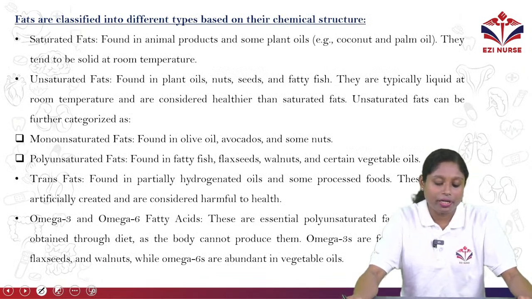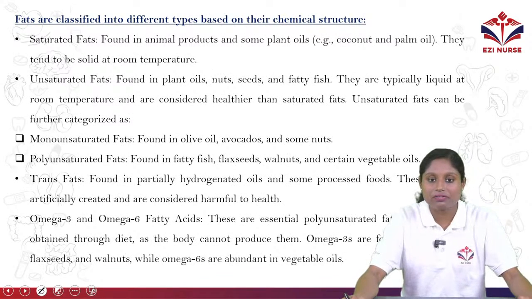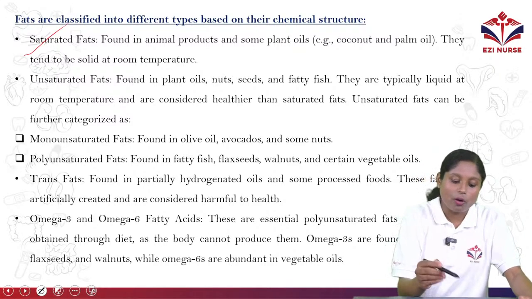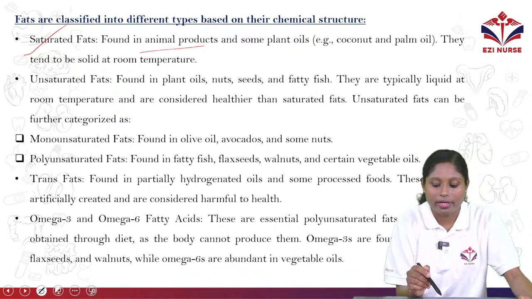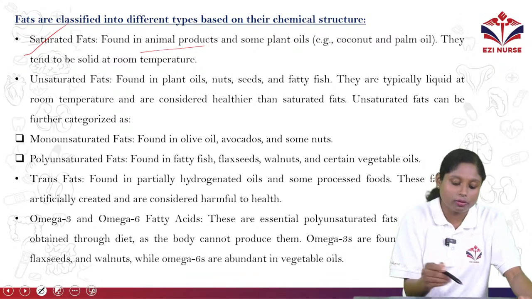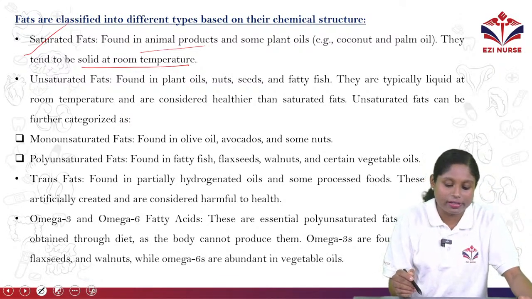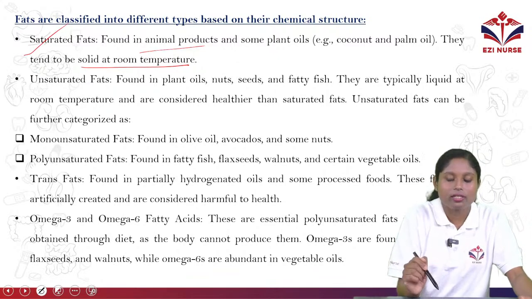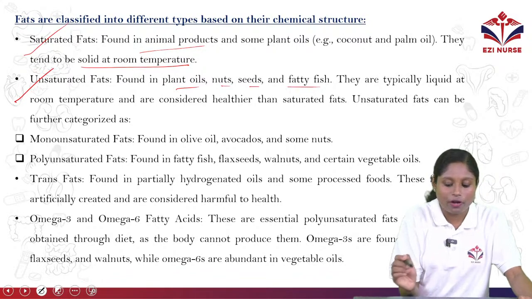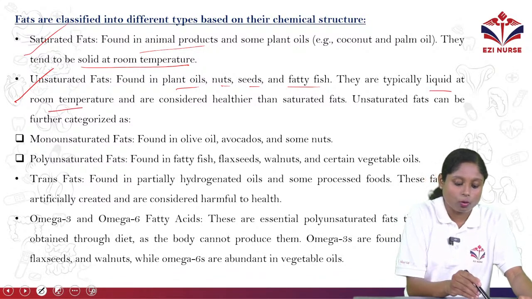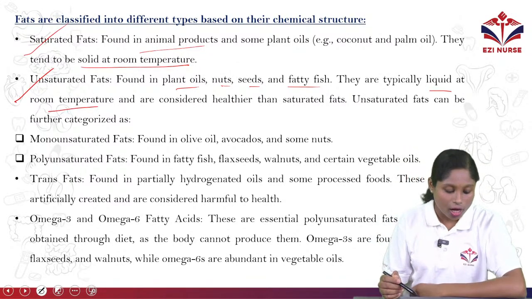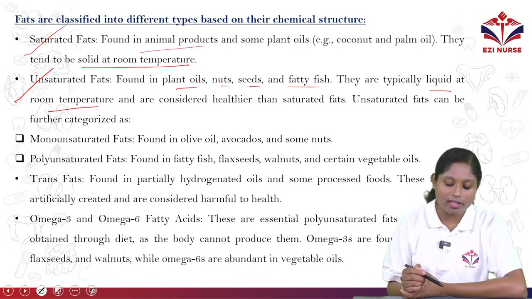Fats are classified into different types based on their chemical structure. So what is the classification of fat? Let's see. Saturated fat. Found in animal products and some plants like coconut and palm oil, they tend to become solid at room temperature. That is saturated fats, mainly from some animal products and some plant oils. Unsaturated fat. Found in plant oils, nuts, seeds and fatty fish, they are typically liquid at room temperature. Saturated fat will be solid, and unsaturated is liquid at room temperature. They are considered healthier than saturated fat.